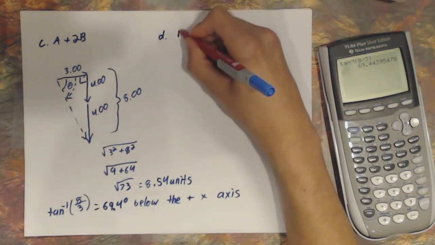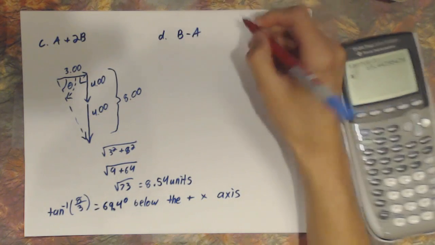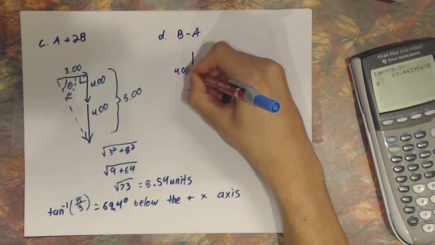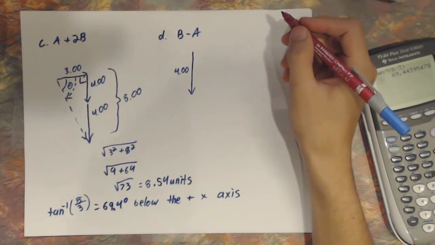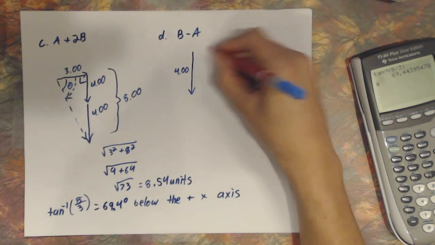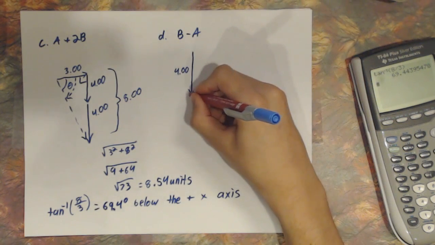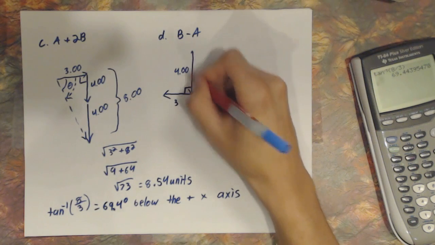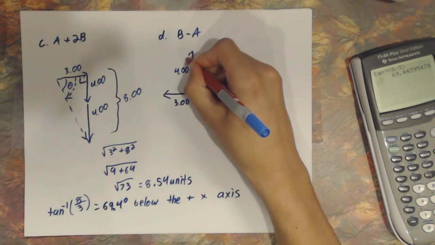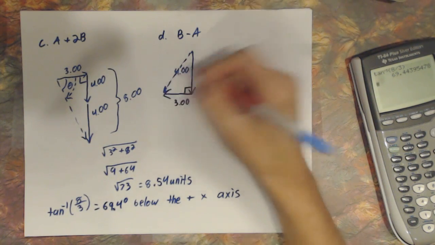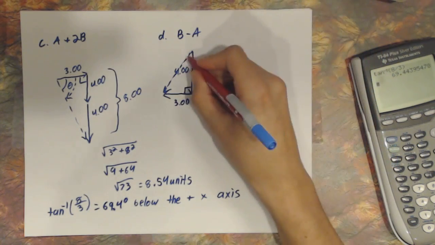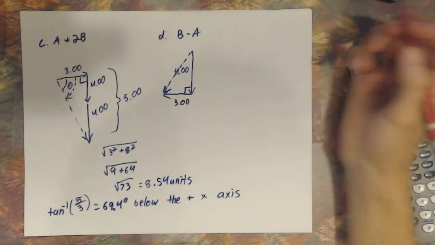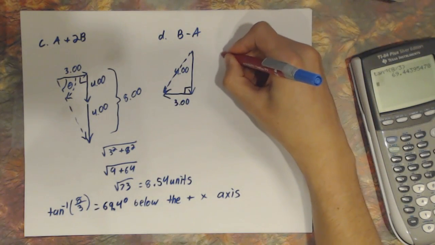Part D is B minus A. So we'll start with B. And vector A is normally 3 units this direction, but since it's negative, we want to go 3 units this direction. It's going to get in the way, isn't it? So to figure out this, again, it's the Pythagorean theorem. Square root of 3 squared plus 4 squared, we've done about 3 times. It's 5.